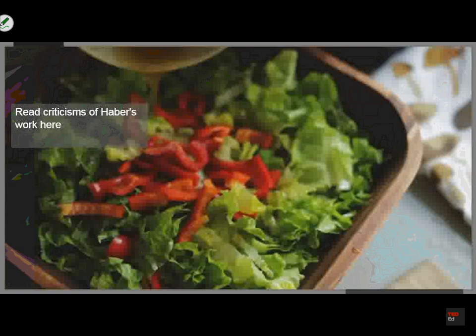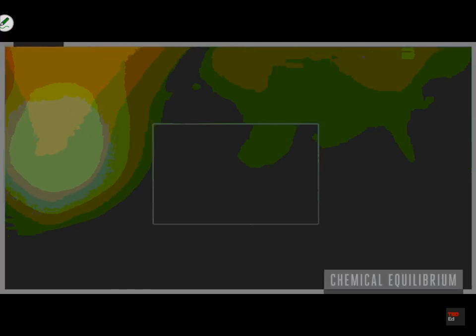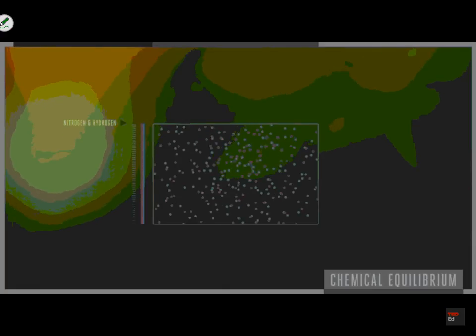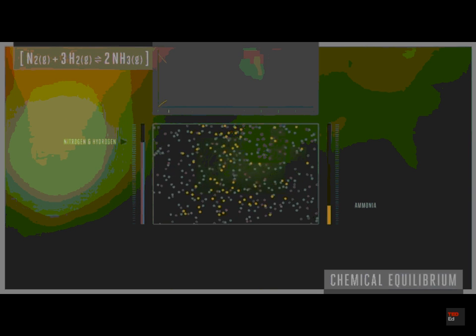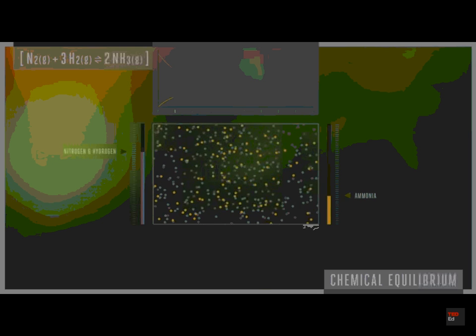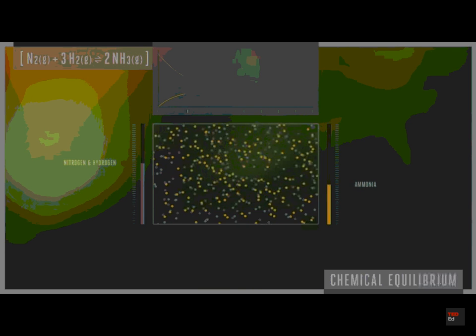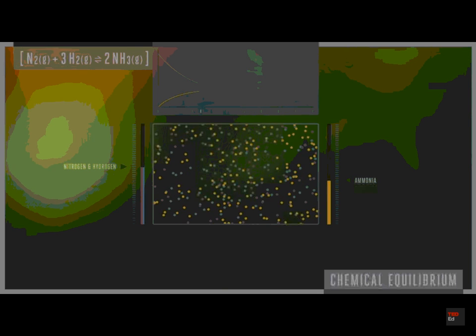In order to understand how Haber accomplished this feat, we need to know something about chemical equilibrium. Chemical equilibrium can be achieved when you have a reaction in a closed container. For example, let's say you put hydrogen and nitrogen into a closed container and allow them to react. In the beginning of the experiment, we have a lot of nitrogen and hydrogen, so the formation of ammonia proceeds at a high speed. But as the hydrogen and nitrogen react and get used up, the reaction slows down because there is less nitrogen and hydrogen in the container.